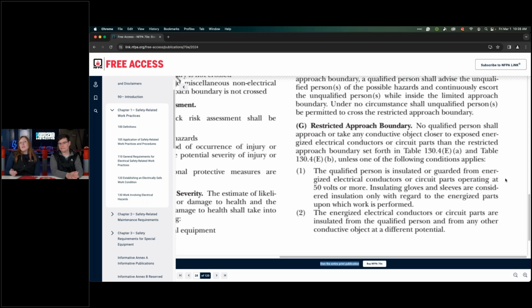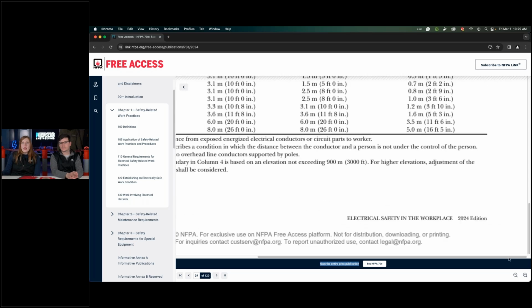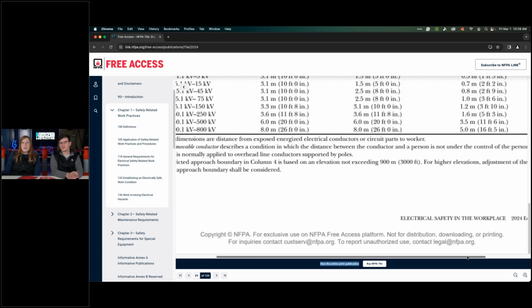And this again is for 50 volts or more. Okay, so don't get within that restricted approach, 50 volts or greater, with anything conductive. And you must be wearing insulated gloves or maybe even sleeves to protect against those energized parts, depending on what you're doing. Okay, so that is what's required at a minimum for the limited and restricted approach boundary. And then we can go to the next page and it's got the tables that tell you what they are.